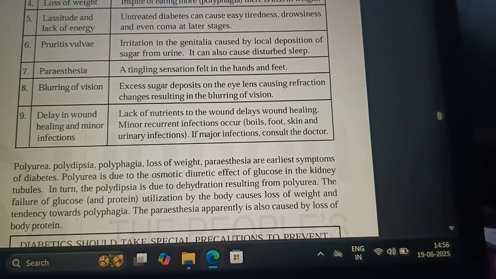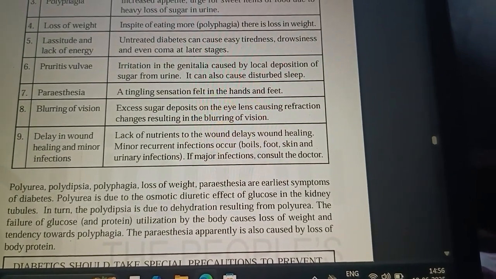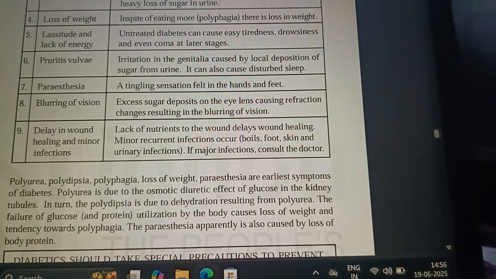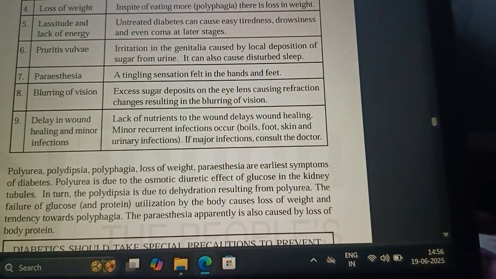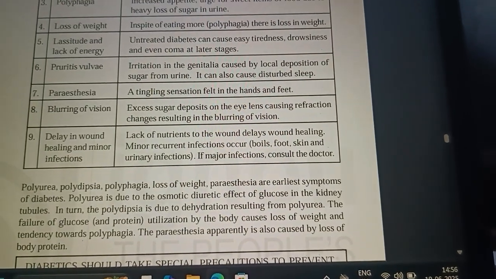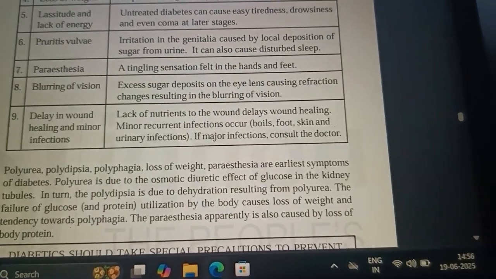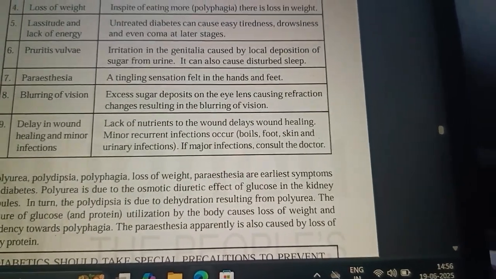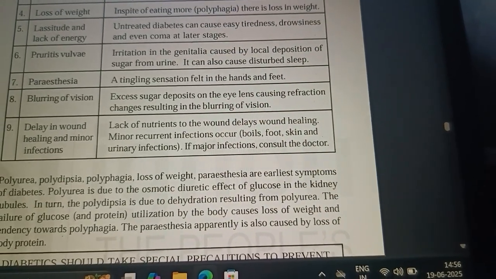Delay in wound healing and minor infections. Lack of nutrients to the wound delays wound healing. Minor recurrent infections such as boils, skin and urinary infections. If it is a major infection, consult the doctor. Okay, mainly we see polyuria, polydipsia, polyphagia, loss of weight and paresthesia as the earliest symptoms.